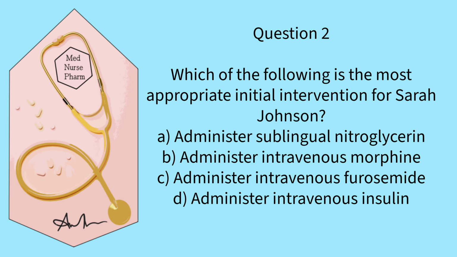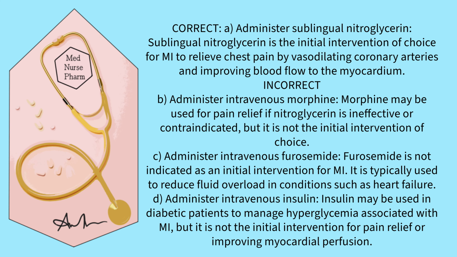Pause the video and select your answer. The correct answer is A. Administer sublingual nitroglycerin. Sublingual nitroglycerin is the initial intervention of choice for MI to relieve chest pain by vasodilating coronary arteries and improving blood flow to the myocardium.